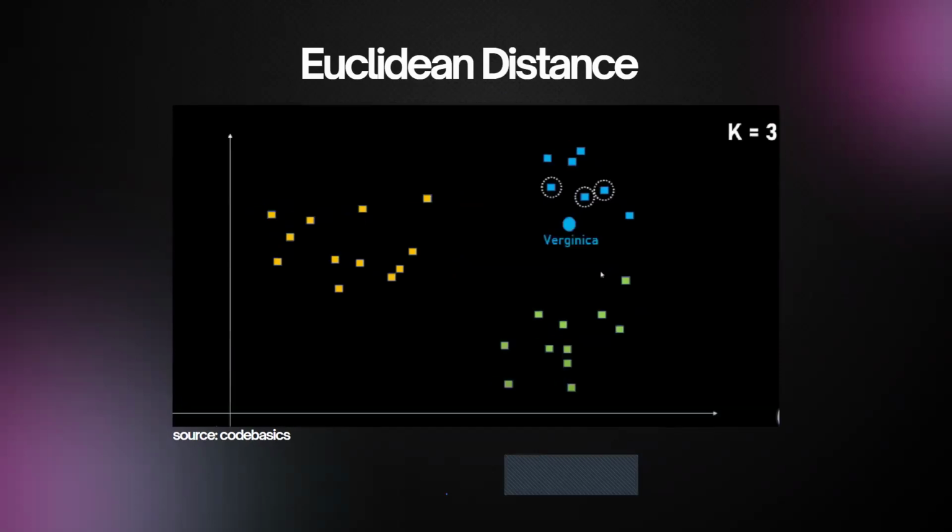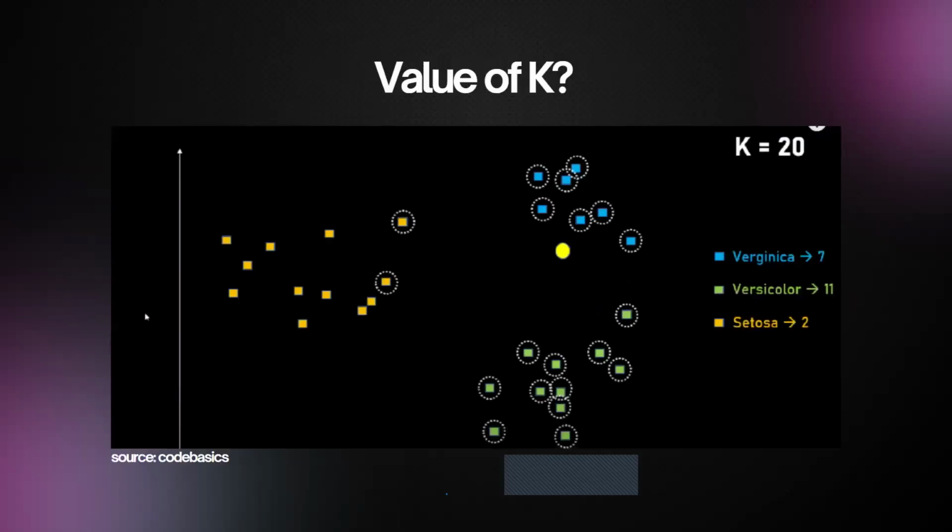Right, it will be virginica. Okay, so let's say the value of k is 20, so we'll look at the nearest 20 examples. Now you can see that there are 7 virginica and 11 versicolor, so it will be versicolor. But this is not correct, right? Because when we look at the Euclidean distance, it's more likely to be in the blue class.